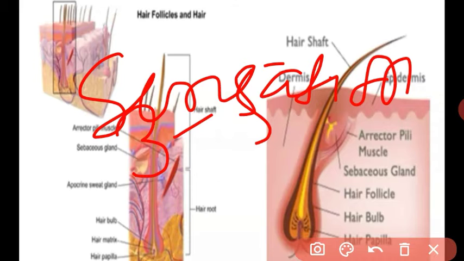The hair present in the eyelids, the eyelashes, has the main function of preventing the entry of foreign particles. Sometimes some particles accidentally go into your eyes, you shut, which means you close your eyelids, and this hair prevents the entry of foreign particles.